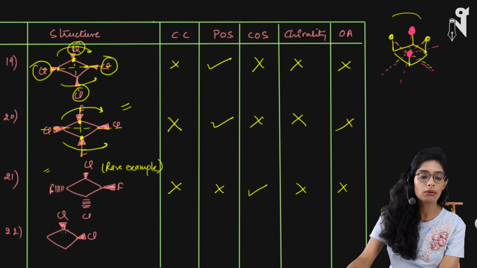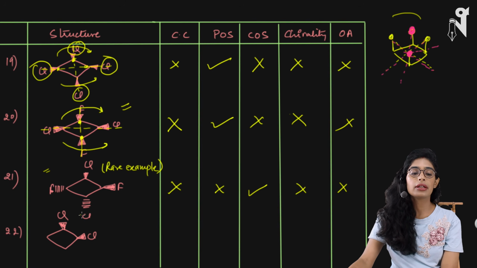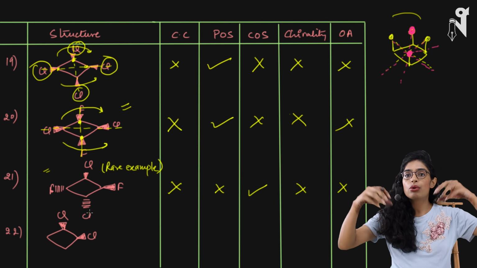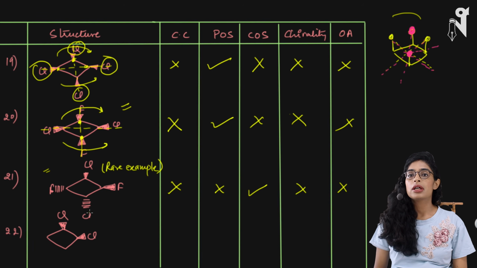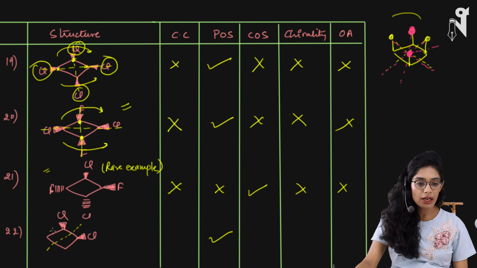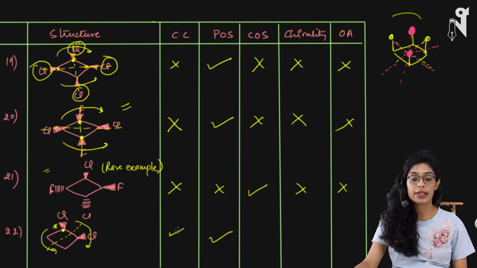Now look at the next compound. Next compound, you have again a cyclobutane with two chlorines facing each other in the cis direction towards the viewer. So does this molecule possess POS? Yes, it does possess POS. Does it have chiral centers? Let me see. So this chain from here and here is not symmetric. So I think it must have chiral centers.